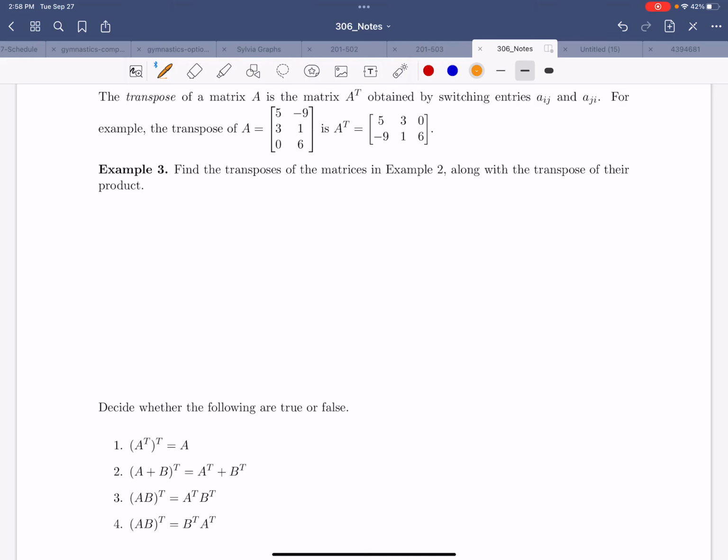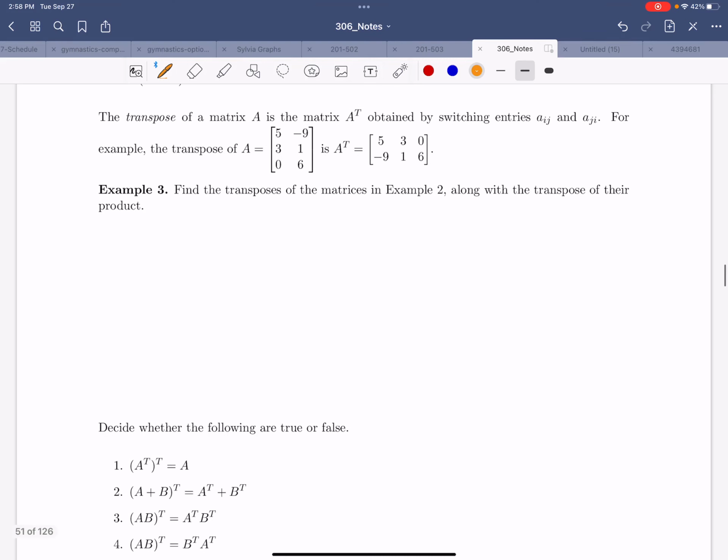Hey everyone, let's spend a few minutes discussing the transpose of a matrix. The transpose of a matrix is when we switch, effectively, the rows and the columns. So we replace entries Aij with Aji. So for example, the transpose of this matrix is that matrix.